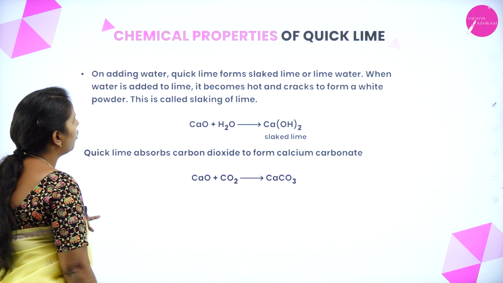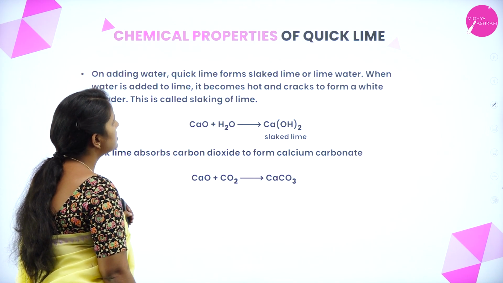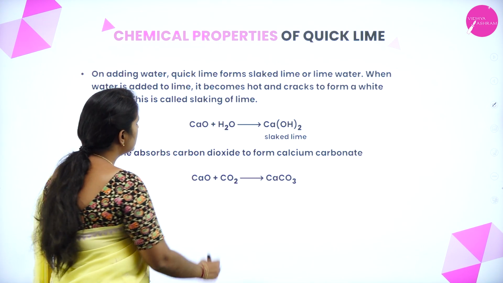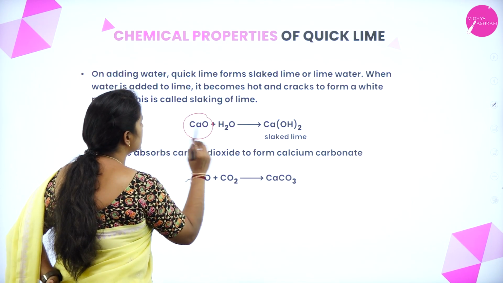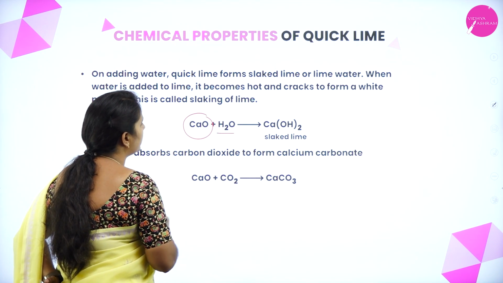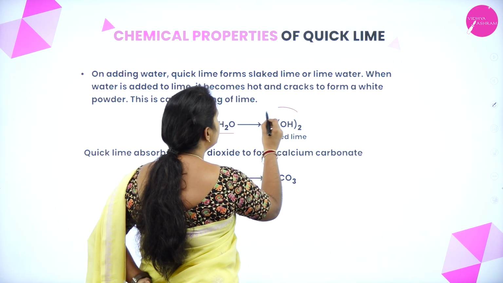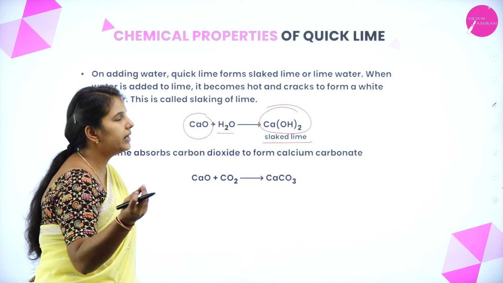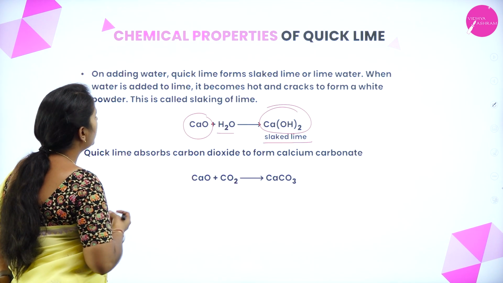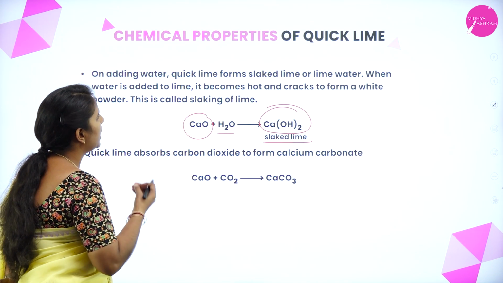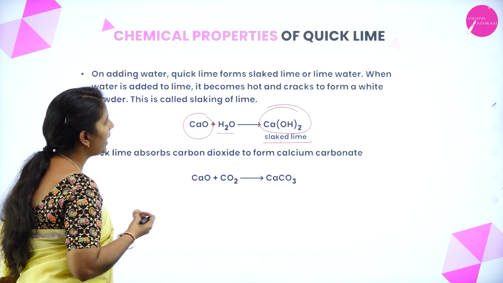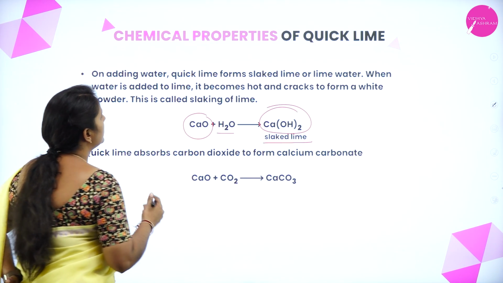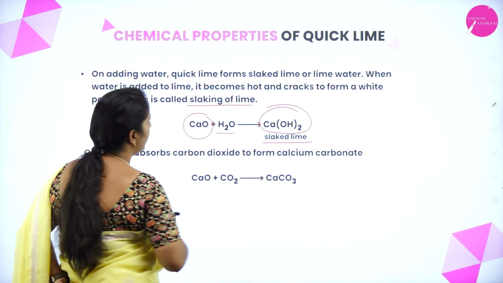Next are the chemical properties of quicklime. On adding water, quicklime forms slaked lime. So if you take calcium oxide and dissolve it in water, it forms what? Calcium hydroxide, which is also known as slaked lime. When water is added to the lime, it becomes hot and cracks to form a white powder, which is known as slaked lime.